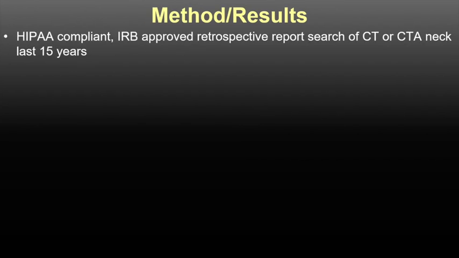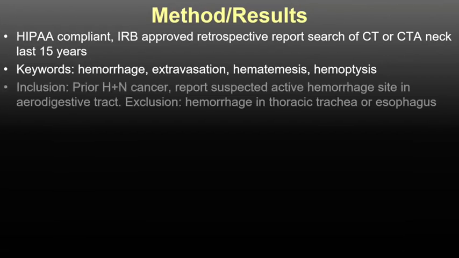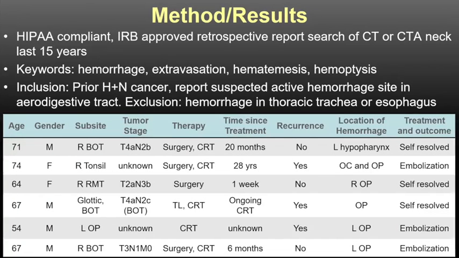We did a retrospective report search of CT and CTA neck going back 15 years using keywords such as hemorrhage, hemoptysis, hematemesis, and extravasation. We used inclusion and exclusion criteria as such and compiled the results in this table. As you can see, all of our patients had oropharyngeal cancer except one who had oral cavity cancer. Half of the patients had a disease recurrence at the time of hemorrhage, and half of the patients required treatment for their hemorrhage. We're going to talk about the dot in a slut sign, which all these patients had.